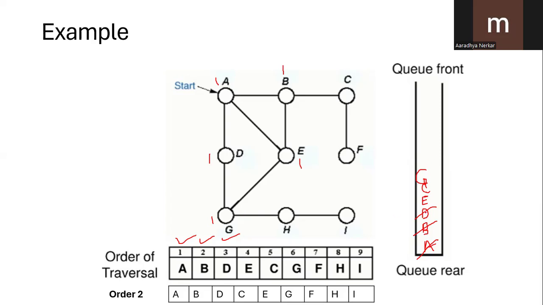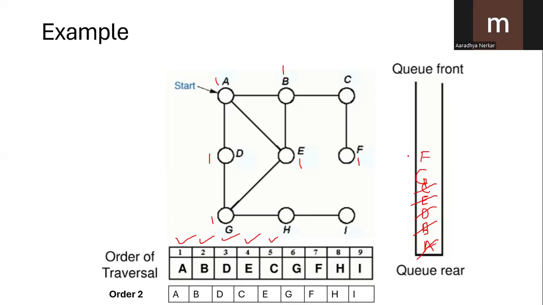After this, we will dequeue the element E and display it, and we will enqueue all the adjacent vertices of the vertex E. So all the adjacent vertices of the vertex E are already visited. So there is nothing to enqueue. Now then we will repeat the same process. Dequeue the next element, that is C, display it, and after that we will enqueue all the adjacent vertices of the node C which are not yet visited. So there is only one vertex that is not visited, and that is nothing but the vertex F.